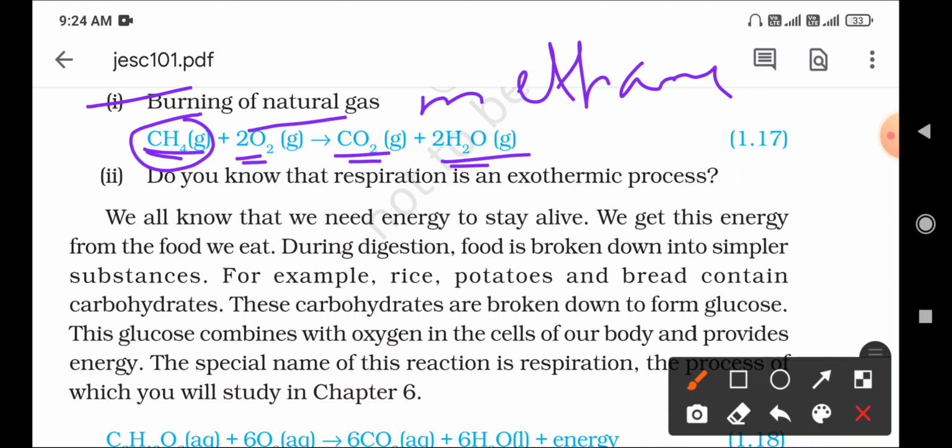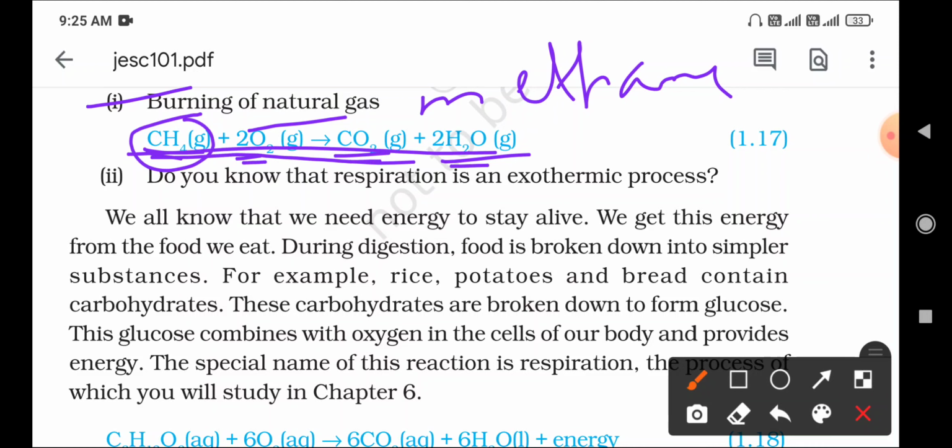Again, this is a very important reaction. It may be asked for 1 mark: write the equation of burning of natural gas. Means you can write this equation. This is a very important equation.